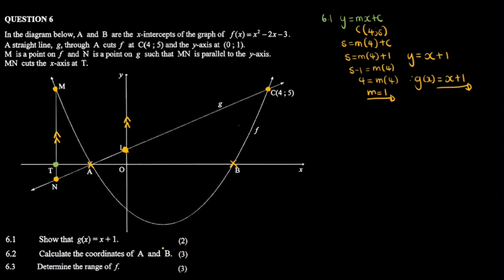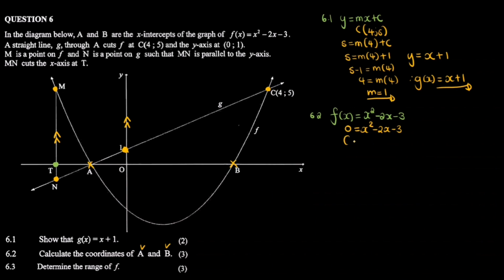Now they're asking us to calculate the coordinates of A and B. So this is 6.2. We know that f of x equals x squared minus 2x minus 3. They're asking us to calculate the coordinates of A and B, and we know that A and B are the x-intercepts. For x-intercepts, you let y be 0. So we'll have x squared minus 2x minus 3.